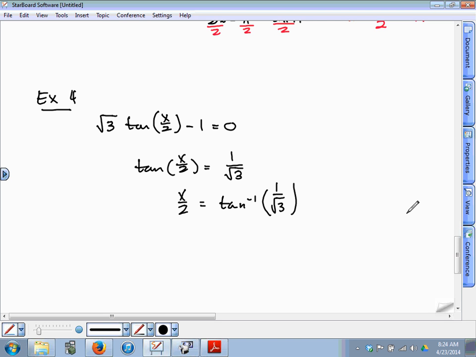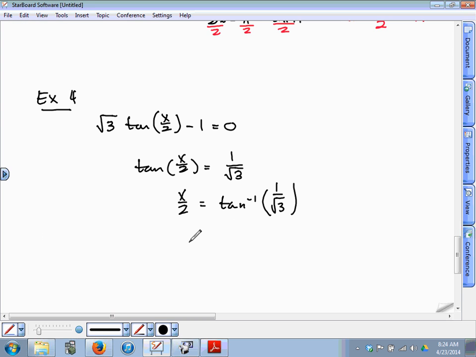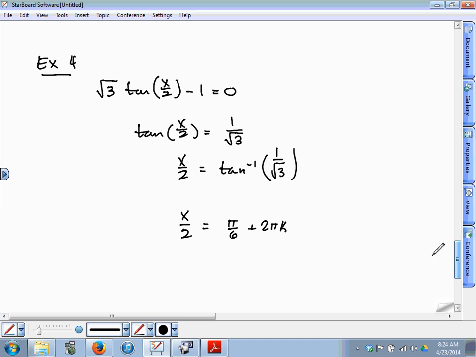There's another spot on the unit circle where the tangent's positive. 7 pi over 6. Which quadrant is it? It's the third quadrant. So if the calculator is giving us an answer of 30 degrees, we'd have to go into the third quadrant where 30 degrees is the reference angle. So that's also a possibility, 7 pi over 6. So x over 2 equals pi over 6 plus 2 pi k. And then x over 2 can also equal 7 pi over 6 plus 2 pi k.